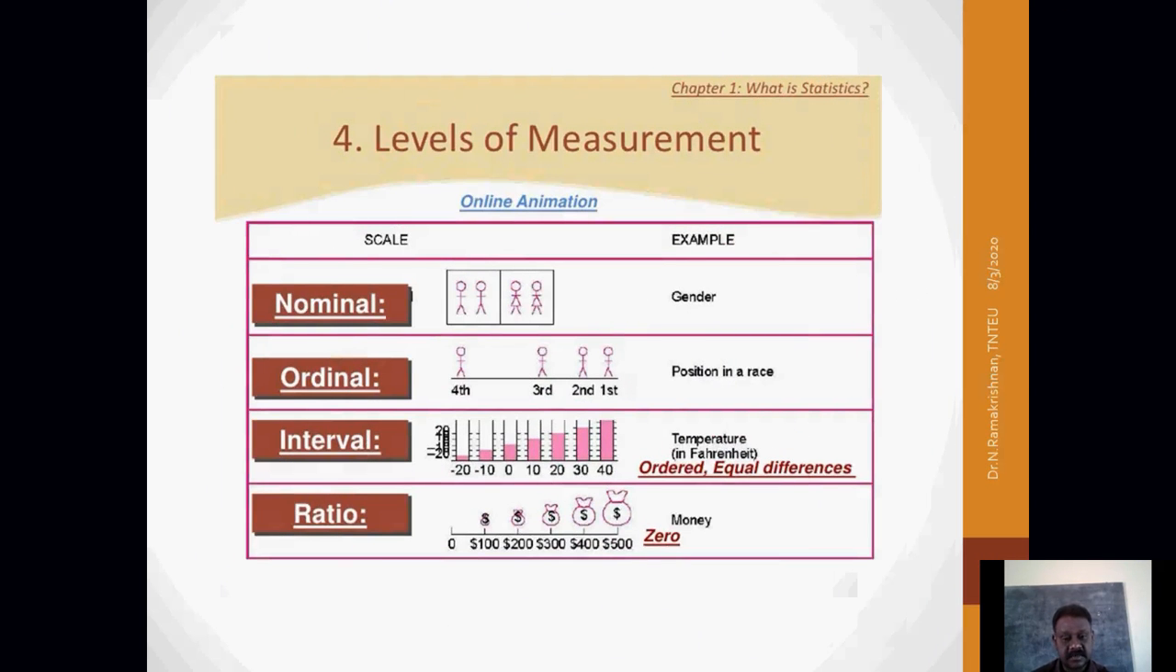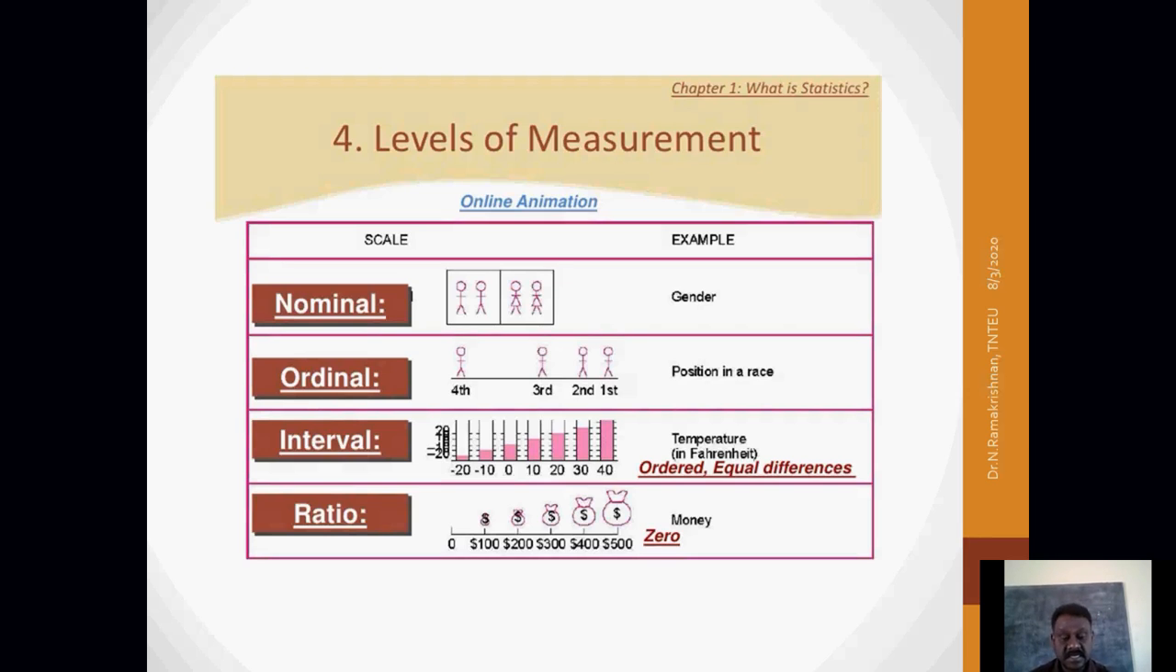Then level of measurement, once again, I would like to give a comprehensive view of all these four scales: nominal, ordinal, interval, ratio scale. Nominal, it is gender. You are identifying students based on male, female, or any other numbers you are giving, or any other coding system you are using.